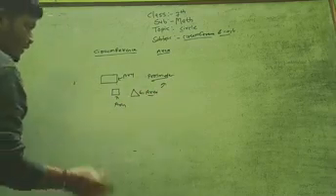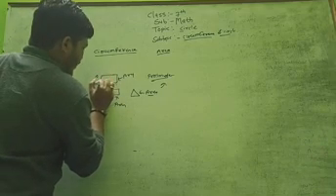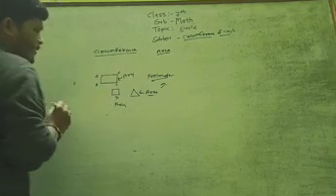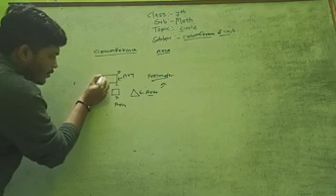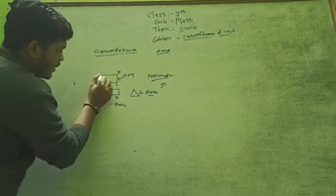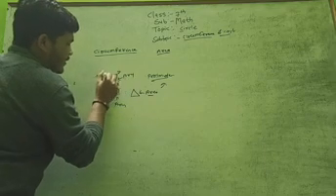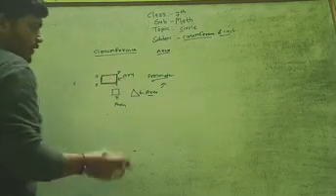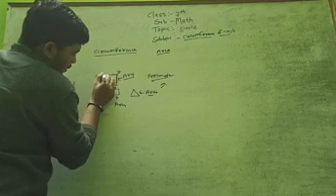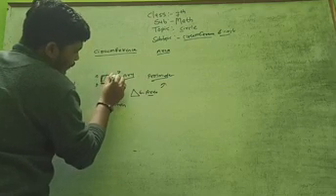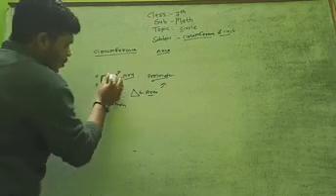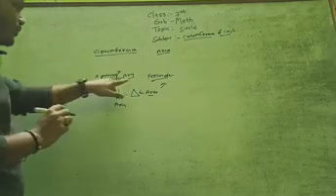Consider if you have to find out the perimeter of this rectangle ABCD. Then you have to add the lengths: length AB plus length BC plus length CD plus length DA. This is the perimeter. But if you have to find out the area, then you have to find out this whole area.